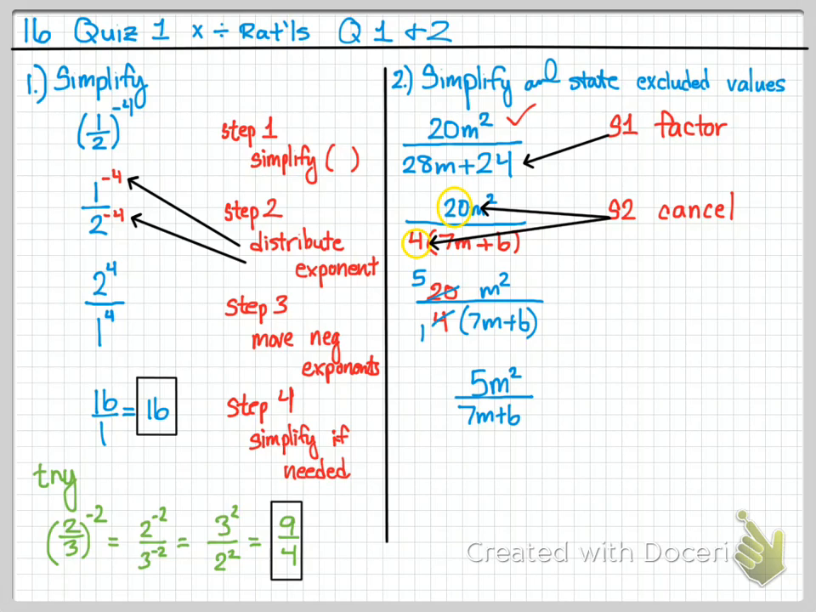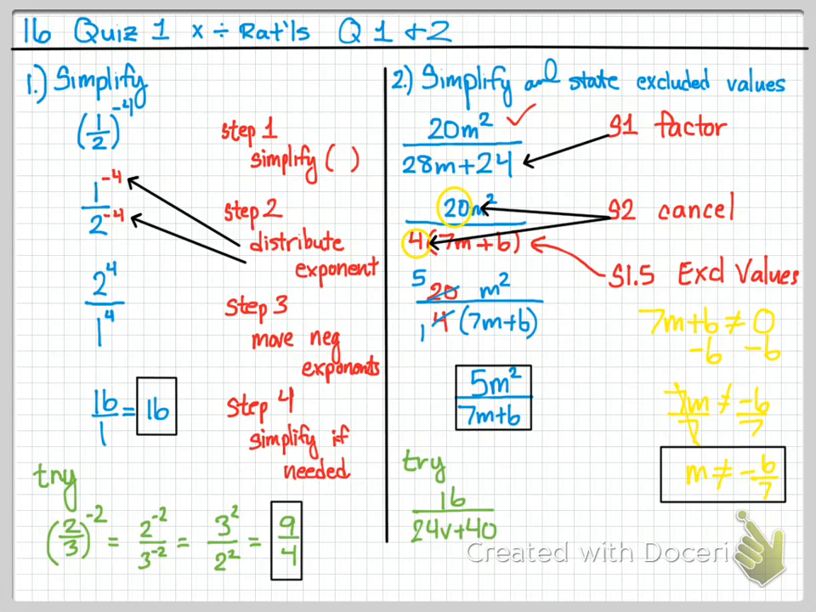What we're missing is, yes, you're right, the excluded values. Step 1.5, the excluded values. So we take the 7m plus 6 and have that not equal to 0. Subtract your 6's. Get 7m equals negative 6, divided by 7. Boom. m cannot be negative 6 over 7.